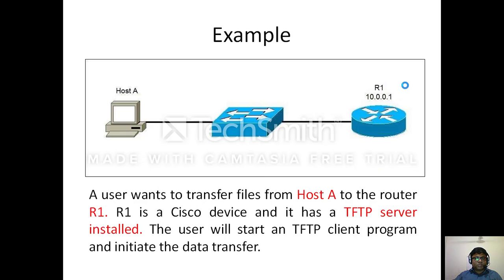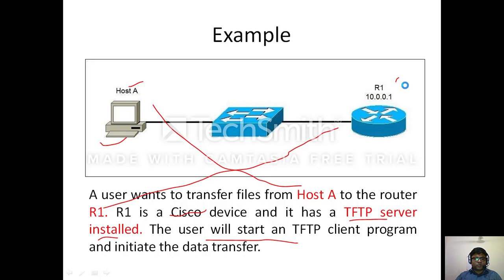Here there is a simple example. Host A, and this is the router. A user wants to transfer a file from host A to the router R1. R1 is a Cisco device and it has a TFTP server installed. The user will start a TFTP client program here and initiate the data transfer.